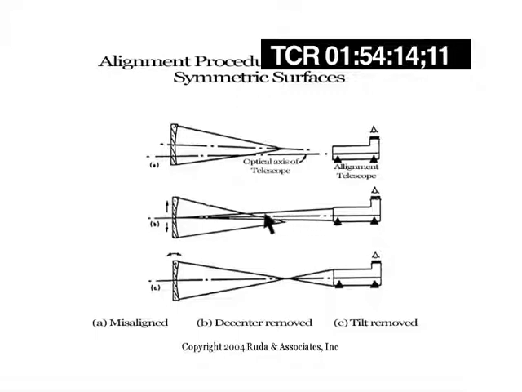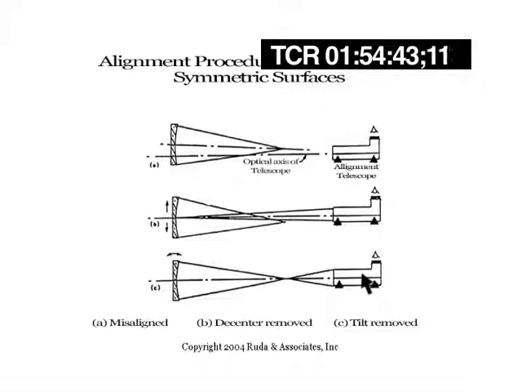The alignment telescope is focused down into this region, and the eye here will view the fixed crosshair that's in the eyepiece and the mark, such as another crosshair, that's on the mask. And then what we do is adjust the mirror vertically and horizontally until this crosshair is coincident with the crosshair in the eyepiece.